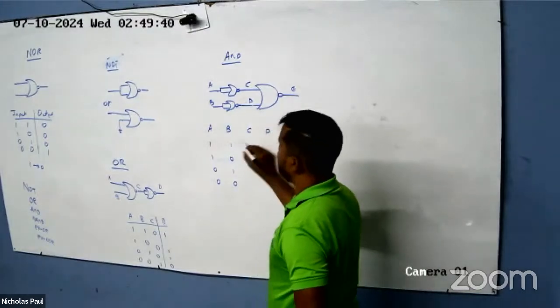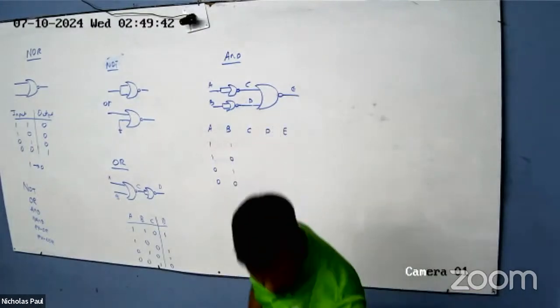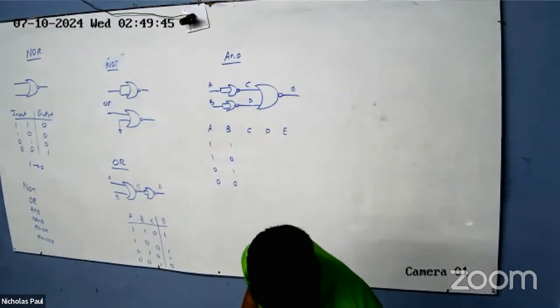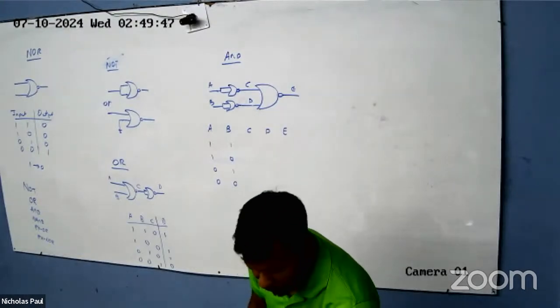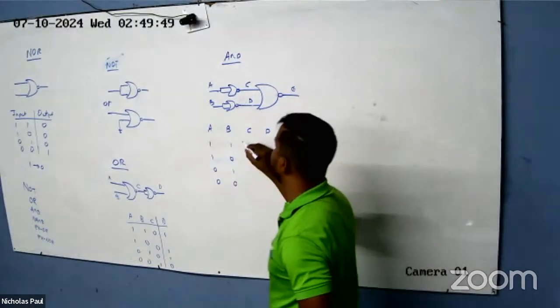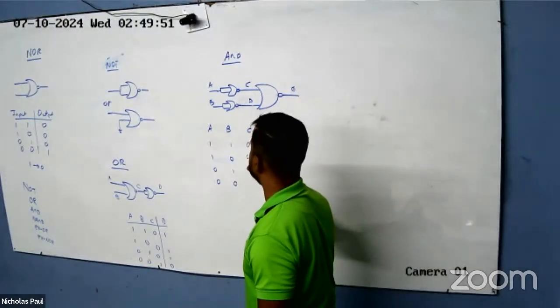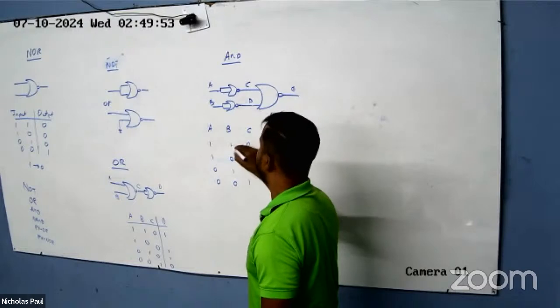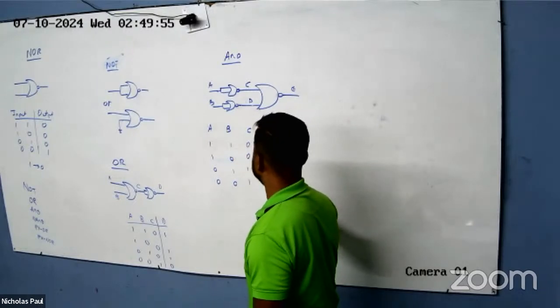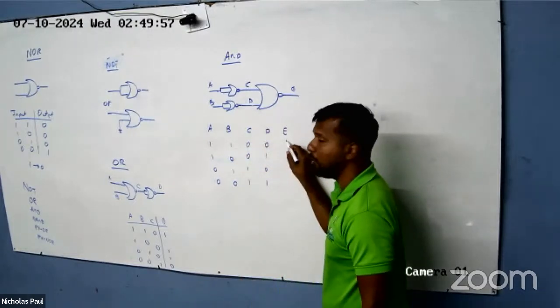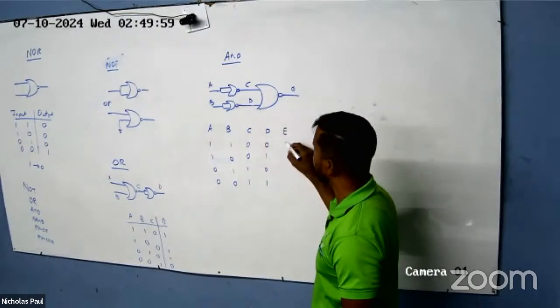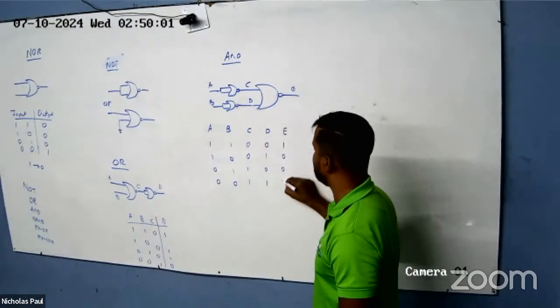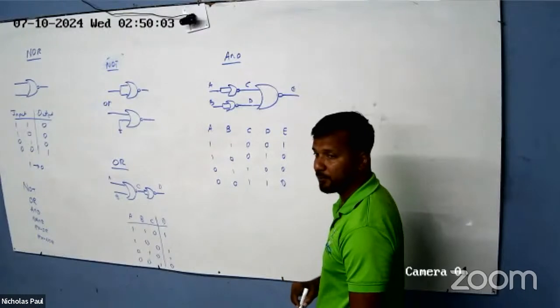Right, so C is the opposite of A, so that'll be 0, 0, 1, 1. D is the opposite of B, so that's 0, 1, 0, 1. And E now, E is C and D into a NOR gate. That'll be 1, 0, 0, 0. So we have an AND gate.